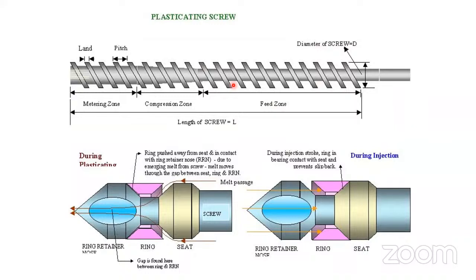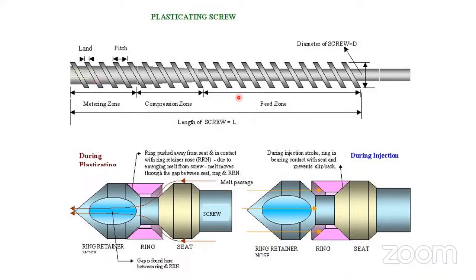Now we will go through details about the screw of the injection molding machine. See, this is the geometry of the screw of the injection molding machine. There are 3 zones, I told you. Feed zone, above which the hopper sits, here the hopper is there, then compression zone and metering zone.